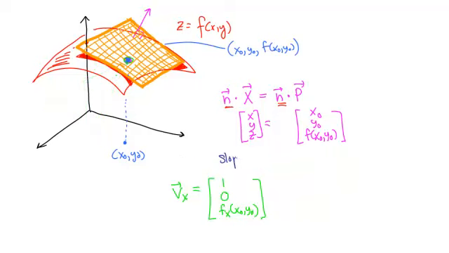We could do the same thing in the other direction. We know that the slope of the graph in the y direction at this point is going to be the partial derivative of f with respect to y at x naught, y naught.